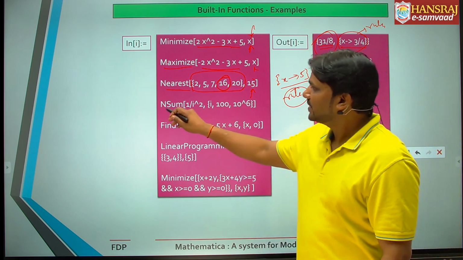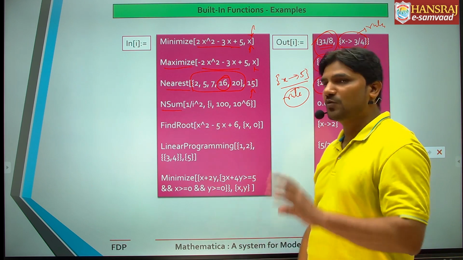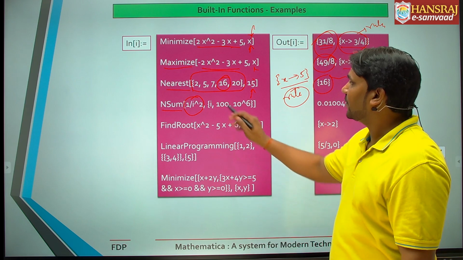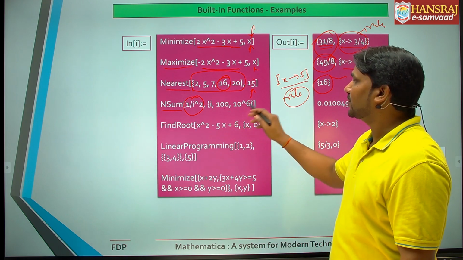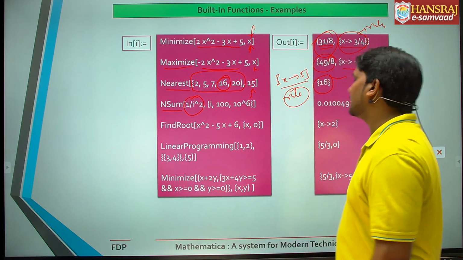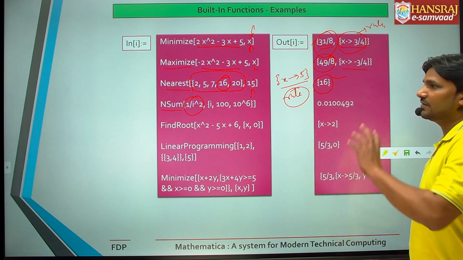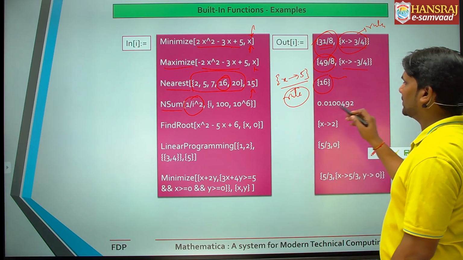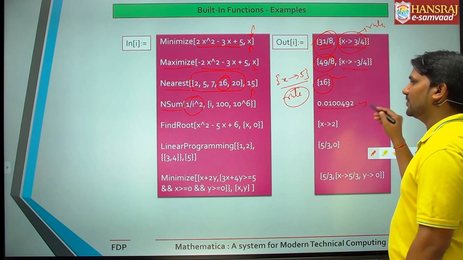Similarly, you can see NSum. NSum is the numerical sum. Here the function is 1 by i squared, and for i from 100 to 10 to the power 6, it will put in all the values and make the output for you. So it is 0.0100492, that will be your output.